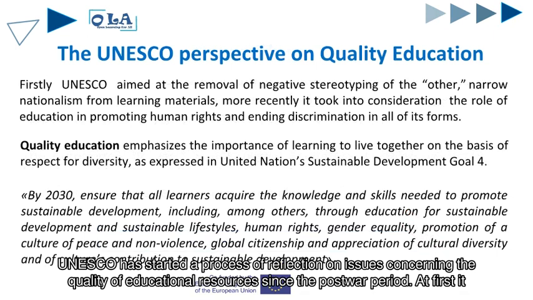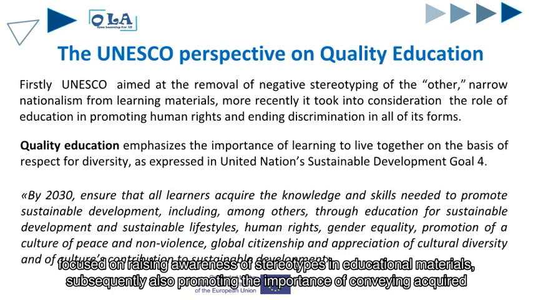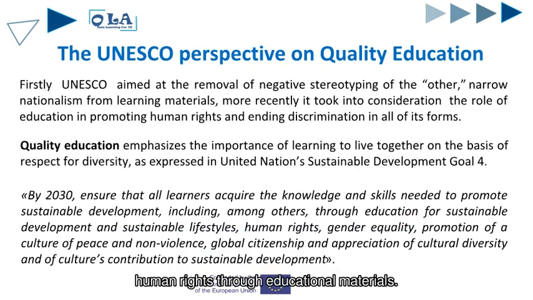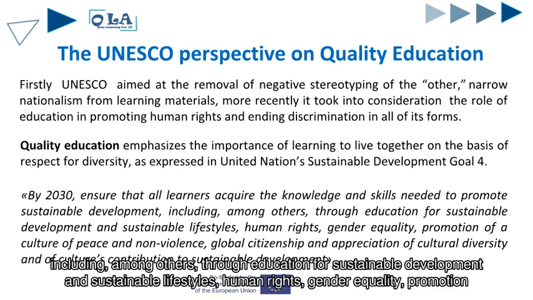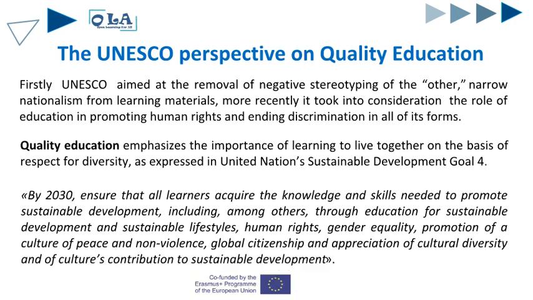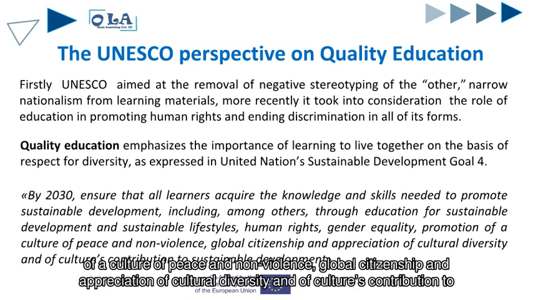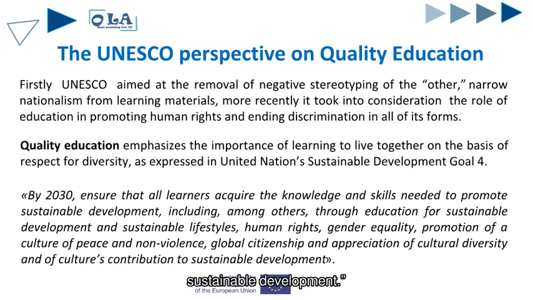UNESCO has started a process of reflection on issues concerning the quality of educational resources since the post-war period. At first it focused on raising awareness of stereotypes in educational materials, subsequently also promoting the importance of conveying acquired human rights through educational materials. According to UNESCO, by 2030, ensure that all learners acquire the knowledge and skills needed to promote sustainable development, including, among others, through education for sustainable development and sustainable lifestyles, human rights, gender equality, promotion of a culture of peace and non-violence, global citizenship and appreciation of cultural diversity and of culture's contribution to sustainable development.